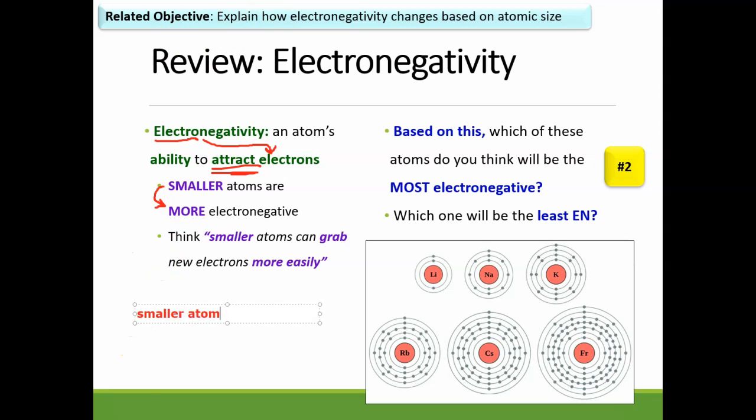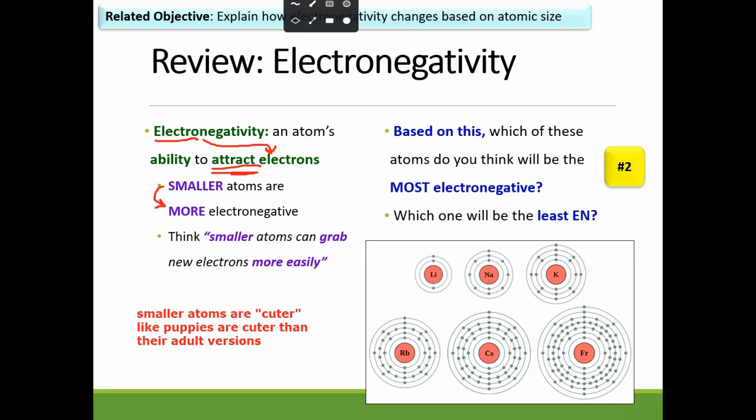The way that you can think about this is smaller atoms are cuter, like puppies are cuter than their adult versions. I mean, adult dogs are pretty cute too, but the smaller they are, the cuter they are. So smaller atoms are more electronegative, which means that they're more attractive to electrons. A good way to think about it is smaller atoms can actually grab new electrons more easily. They have less space that their nucleus has to try to move through to attract new electrons.